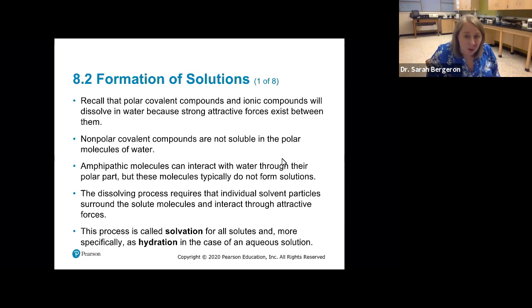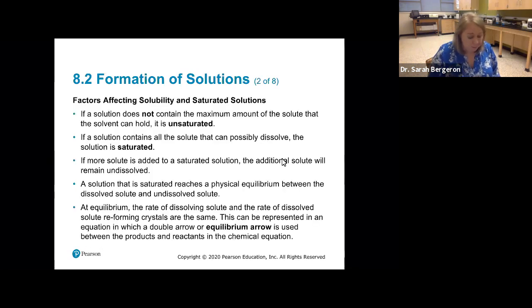In order to dissolve, those solvent particles, the water particles, usually water, will surround the solute, right? And so they'll interact through those attractive forces, but it has to go all the way around the molecule, right? And so that process is called solvation, or hydration, if we're talking specifically about an aqueous solution.